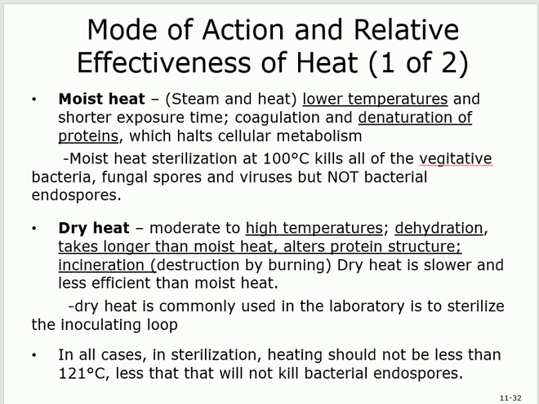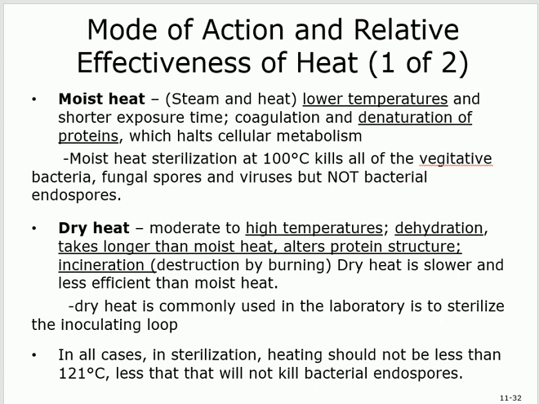What's the difference between those two? Moist, you're adding water, isn't it? You're adding water. So steam and heat. Dry heat is just heat. Okay? Just heat. And you're not adding anything to that. So what's the difference between those two? Here is the difference.